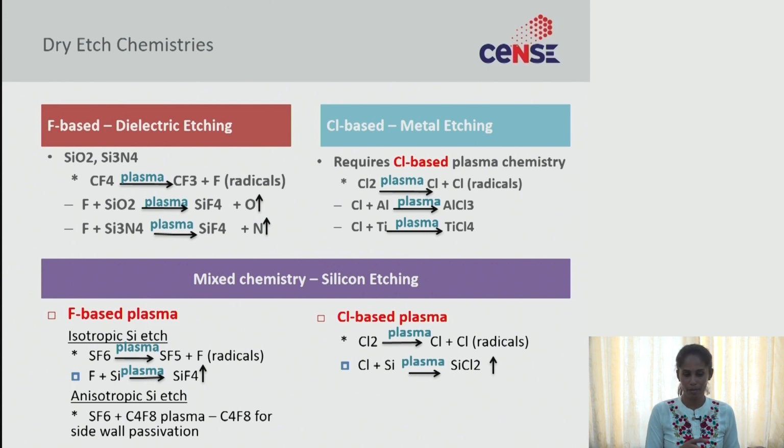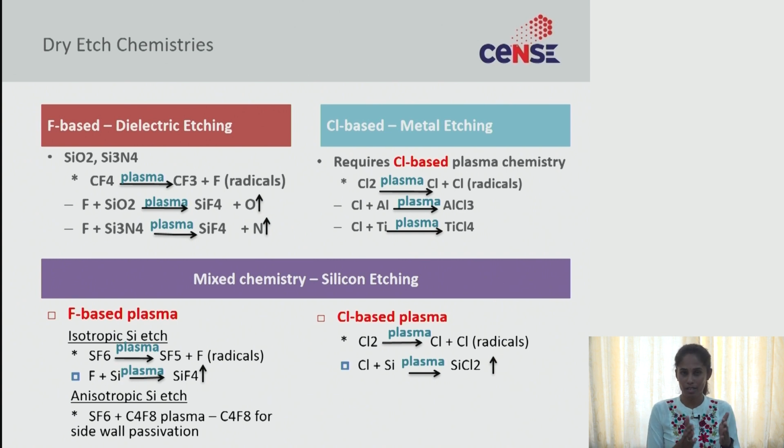It's like a fluorine based chemistry for most of the dielectrics and chlorine based chemistry for most of the metals. I think these are some of the examples you can see. In the fluorine based chemistry, we have SiO2 and silicon nitride etched by using CF4 gas. When CF4 gas dissociates, we get a CF3 ion and F radical. Now this F radical is responsible for the chemical reaction, so F reacts with SiO2 and forms a SiF4 volatile byproduct.